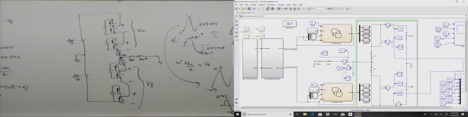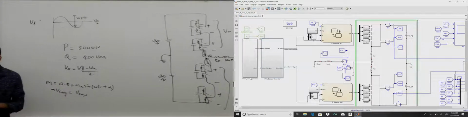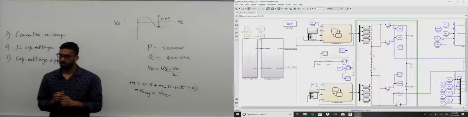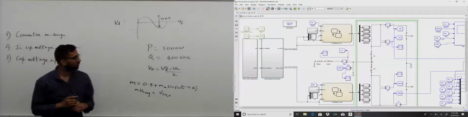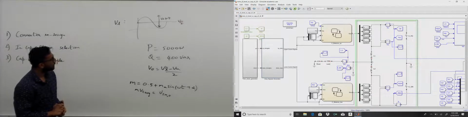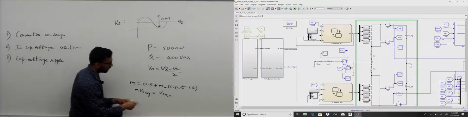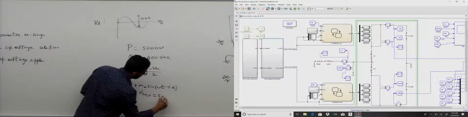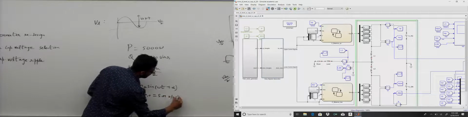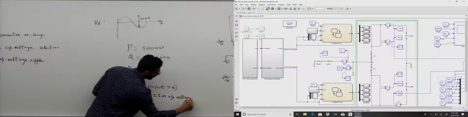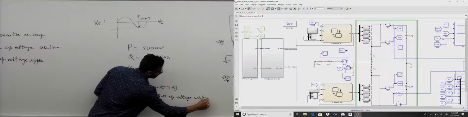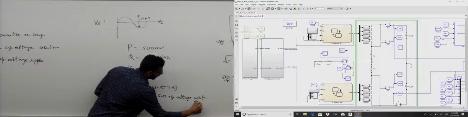And this VC average is the voltage across the capacitor? Yes, sir. Submodule capacitor voltage. And this VSM output is the submodule output voltage, for any submodule. Yes, sir. With respect to negative of submodule.